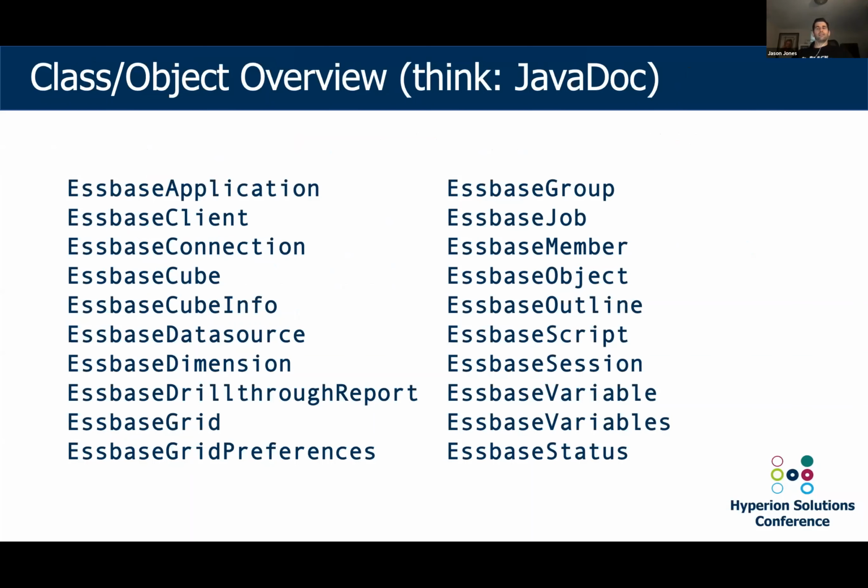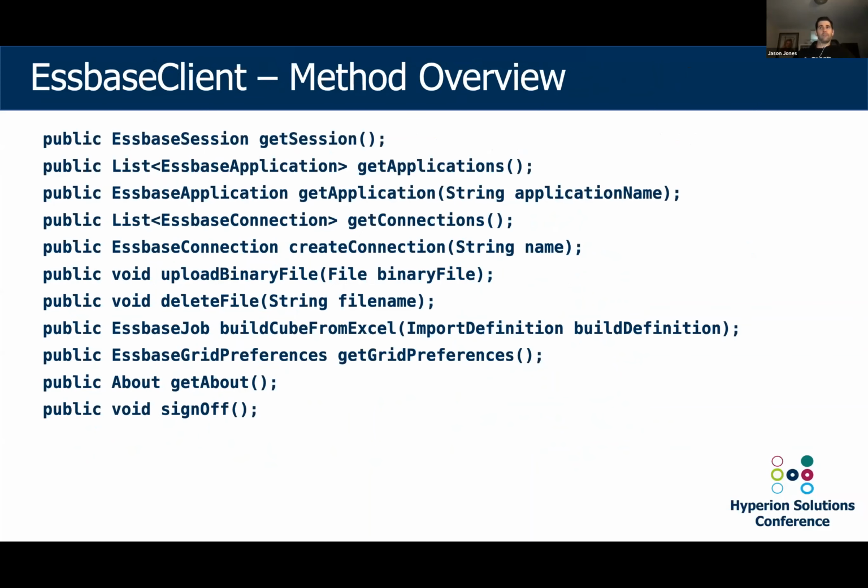If you ever slogged through the Java doc for the Essbase Java API, these things might feel familiar. These are actually objects in this library that we're working on, where we've got all these different models for interacting with different objects. We've got Essbase applications and clients and cubes and sessions and variables and that kind of stuff. If you've done any development, this will all feel pretty familiar to you.